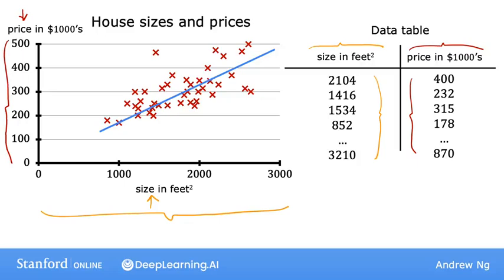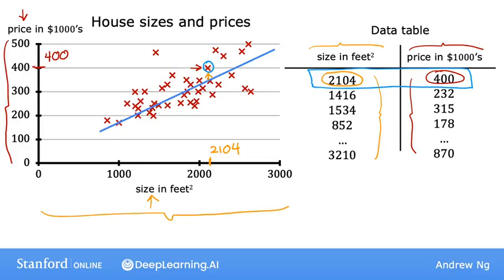For example, the first row of the table is a house with size 2,104 square feet, so that's around here. And this house sold for $400,000, which is around here. So this first row of the table is plotted as this data point over here.